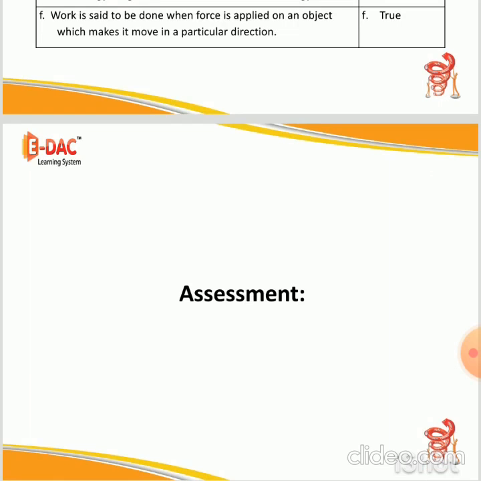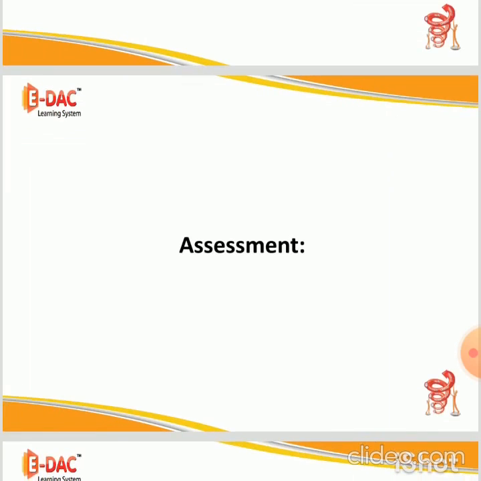False. Completely false, because in this situation no work is being done. The fifth question is, the energy we get from the sun is called solar energy. Completely true, because it is the statement of solar energy. And the last question is, work is said to be done when force is applied on an object which makes it move in a particular direction. Completely true. This is the statement of work.